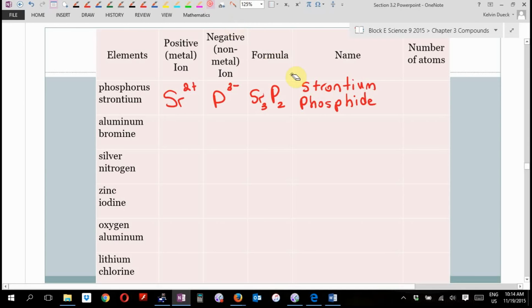To make 1 molecule of strontium phosphide, what's the total number of atoms you actually need? Can you see it? 5. Don't times 5. 3 S's, right? And 2 P's. Total, Brian, of 5. Is that okay?